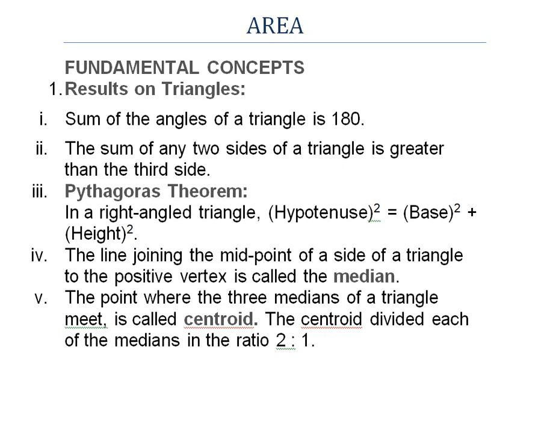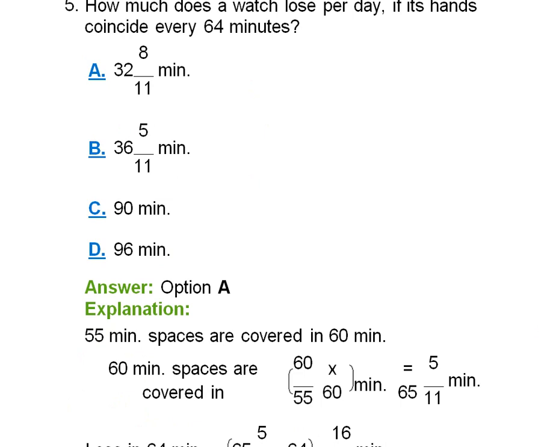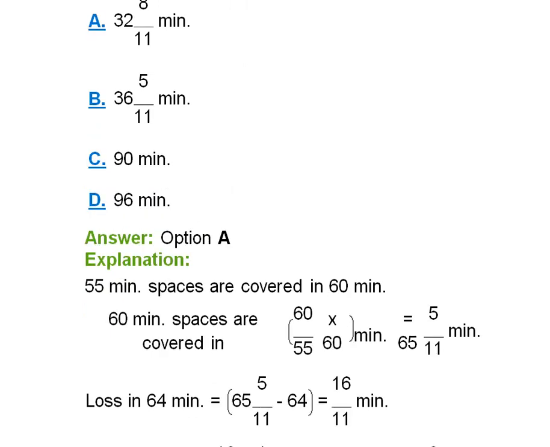So let's solve the homework problem first, which was given in clock part second. So this was the homework problem which was given in clock part second. How much does a watch lose per day if its hands coincide every 64 minutes? 55 minute spaces are covered in 60 minutes. This concept of 55 minute spaces being covered in 60 minutes is already explained in clock part first.